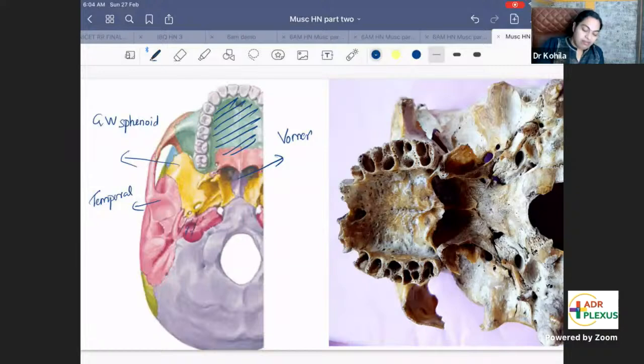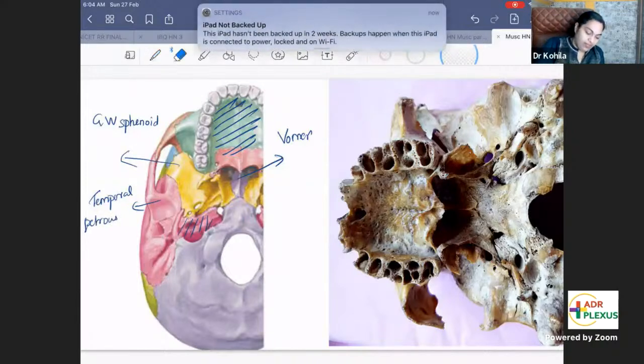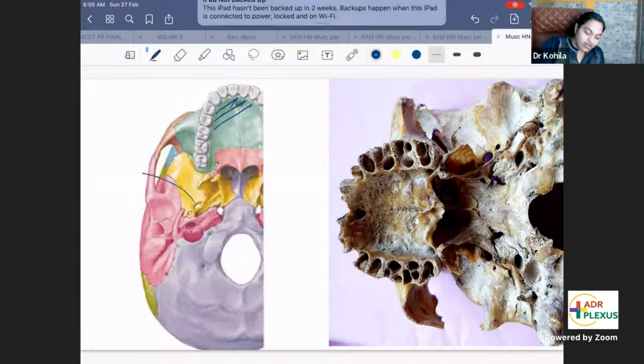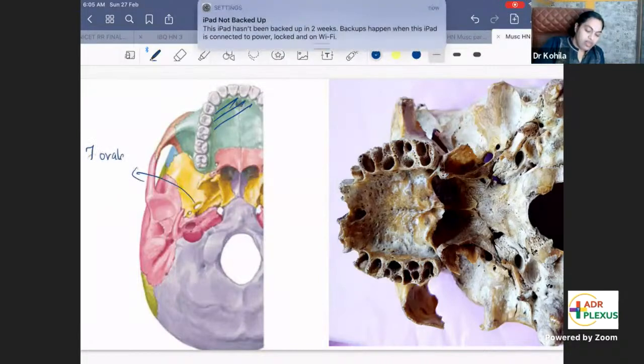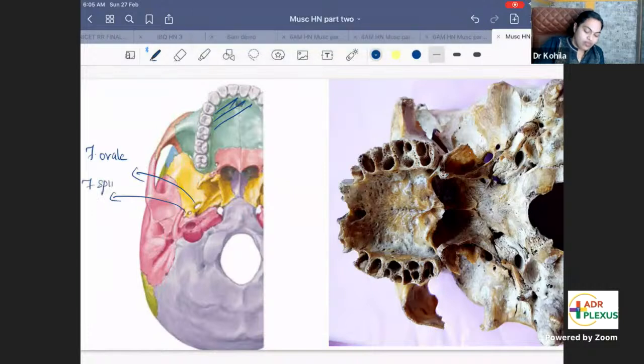This part of the temporal bone is called the petrous part of the temporal bone. Am I right? Okay. Now you're going to identify certain other things. Can you tell me in this yellow part, what is this foramen that you see here? Easy. Foramen ovale. The smaller one, foramen spinosum.